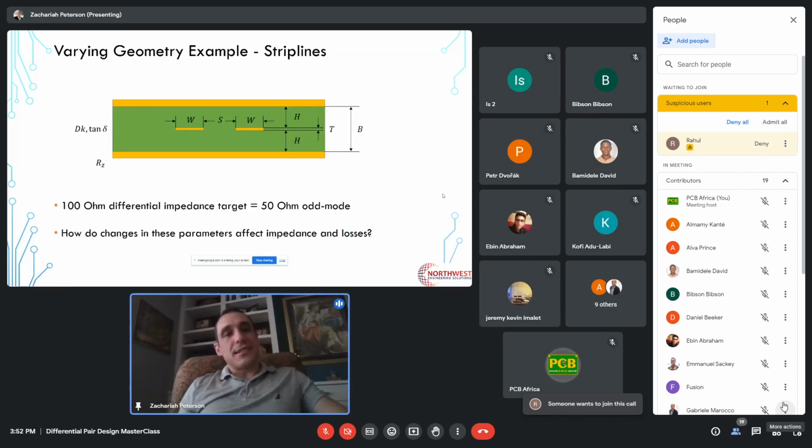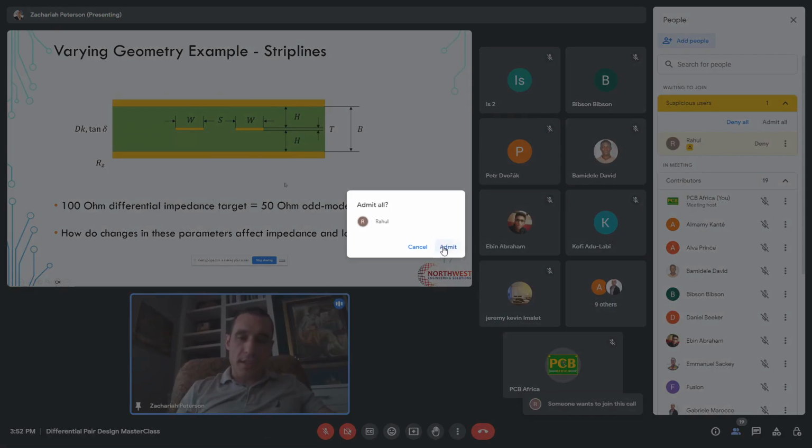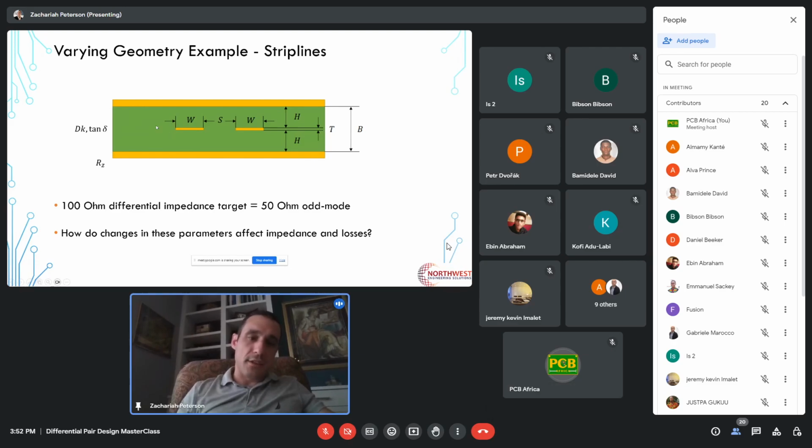So next, let's look at an example where we vary the geometry of a strip line. So here we have a strip line differential pair. We're hitting a 100 ohm differential impedance target in this example. We have 50 ohm odd mode impedance. Here are the different parameters. We have some roughness defined for the copper. We have a Dk value, right? That's the real part of our dielectric constant. We have a loss tangent.